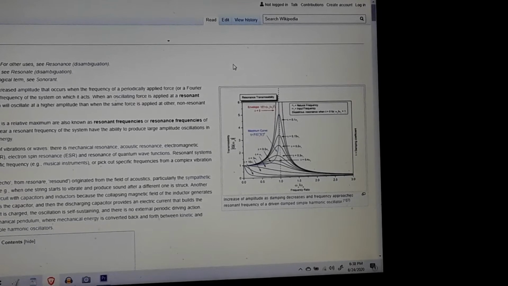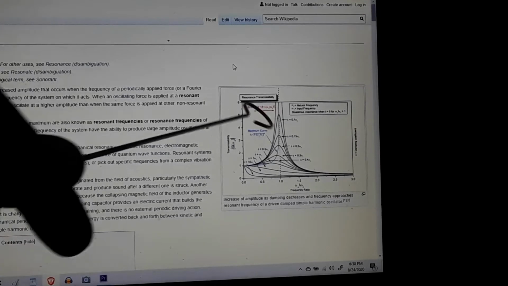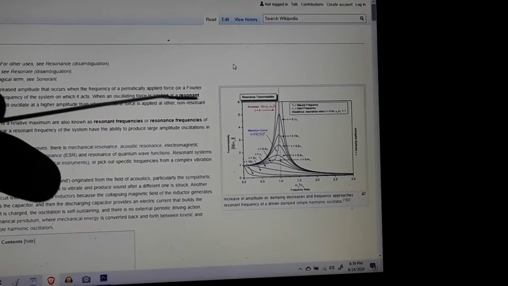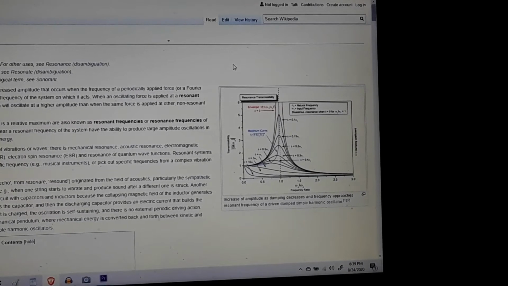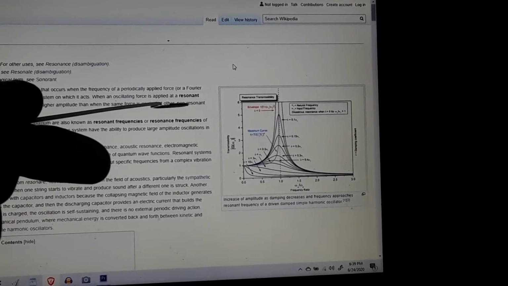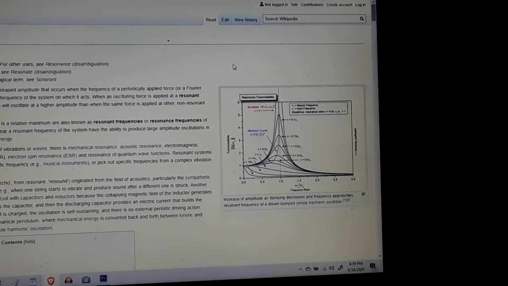Resonance describes the phenomena of increased amplitude, right there, that occurs when the frequency of a periodically applied force, or a Fourier component of it, is equal or close to a natural frequency of the system on which it acts. When an oscillating force is applied at a resonant frequency of the dynamical system, the system will oscillate at a higher amplitude than when the same force is applied at other non-resonant frequencies.